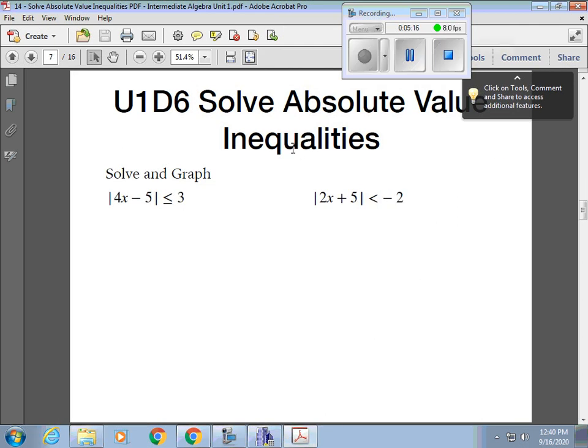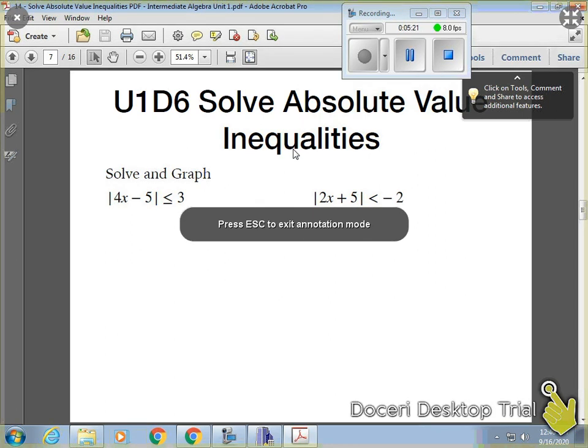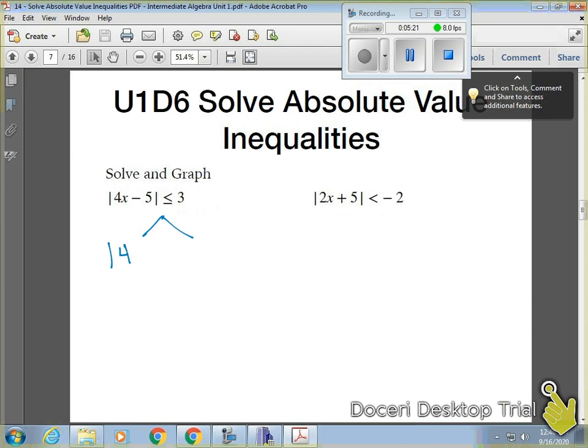The absolute value of 4x minus 5 is less than or equal to 3. I'm going to split it into two cases. I don't need the absolute value whenever I split it. So I'll have 4x minus 5 is less than or equal to 3, and 4x minus 5 is greater than or equal to negative 3.